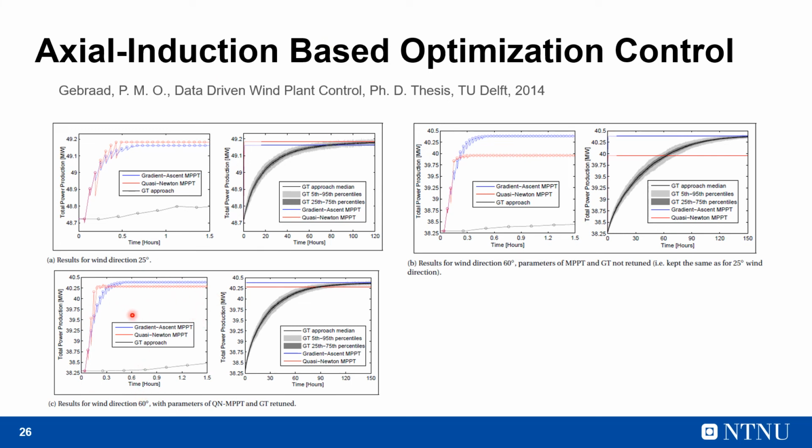He then presents results for the 60 degree case where the parameters are tuned. We see a slight increase in the performance of the MPPT algorithm. Again, the GT method converges to the planned maximum in the long run.